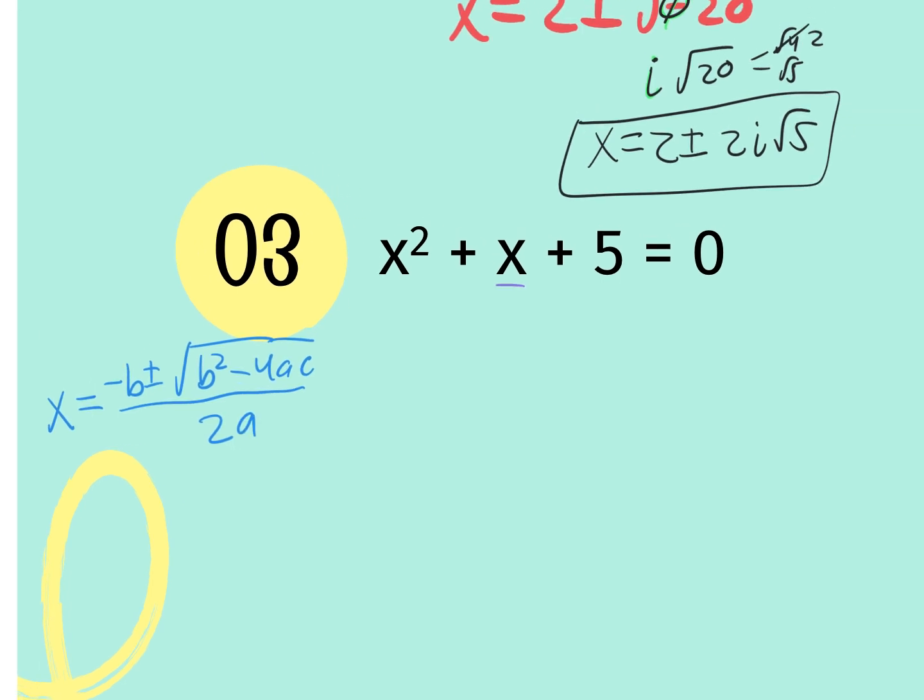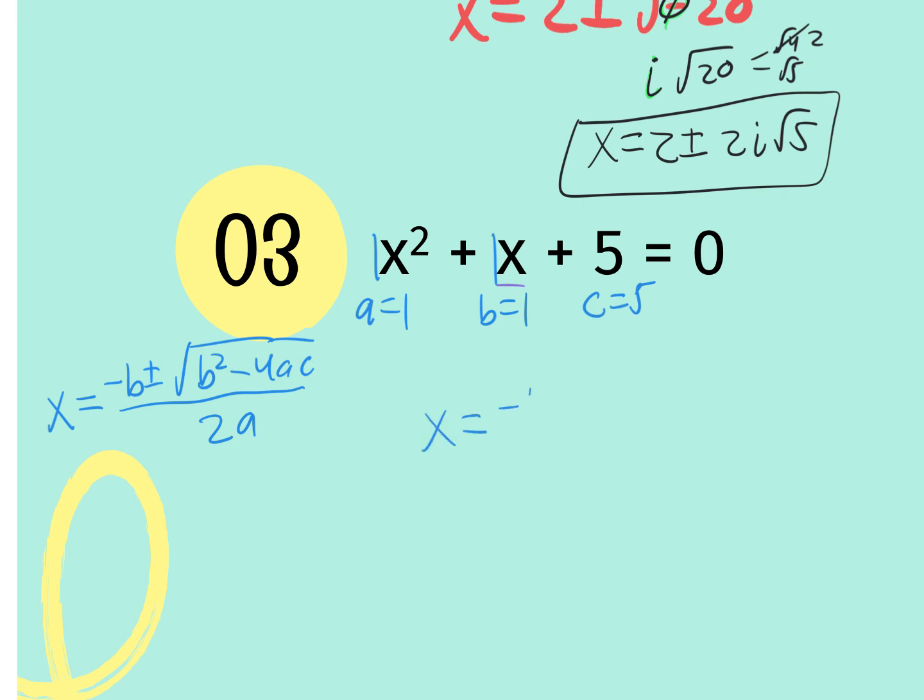So then we want to label here what's a. A is 1, b is 1, and c is 5. Remember, a is the number in front of the x squared, b is the number in front of the x, and c is your constant. So we just want to plug these numbers into the quadratic formula to get our answer.